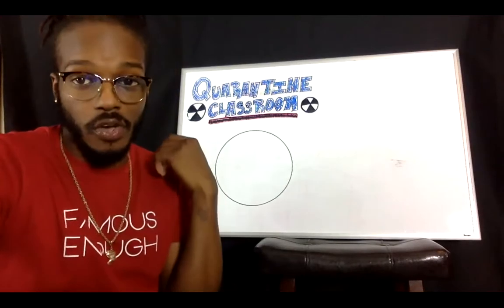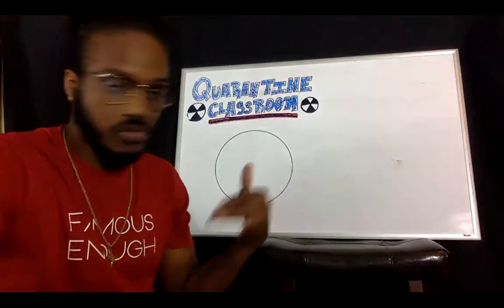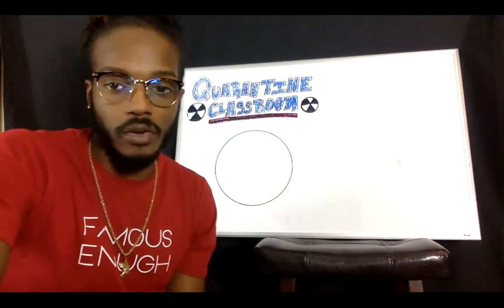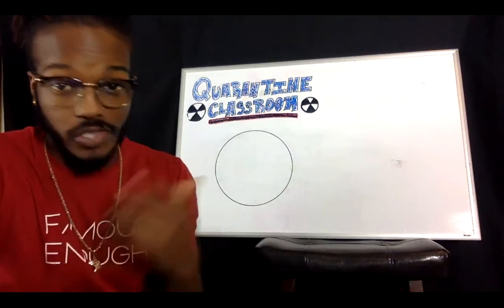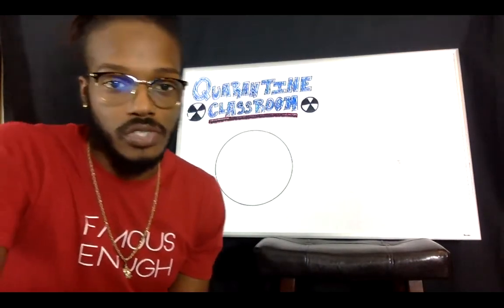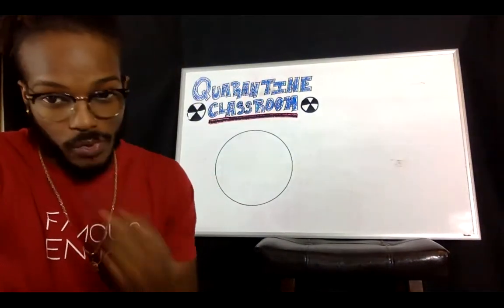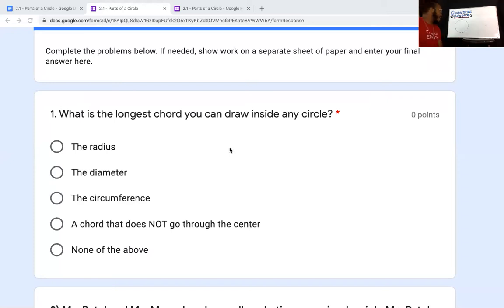Okay, so this is the answer check portion of today's lesson with circles, which is 2.1. So we're gonna go through the questions and just kind of go back and forth between my whiteboard and your paper so that your answers make sense and they look like mine. So starting out, we are going to go straight into the level 1 questions, which is just us looking at it. What is the longest chord you can draw inside any circle?